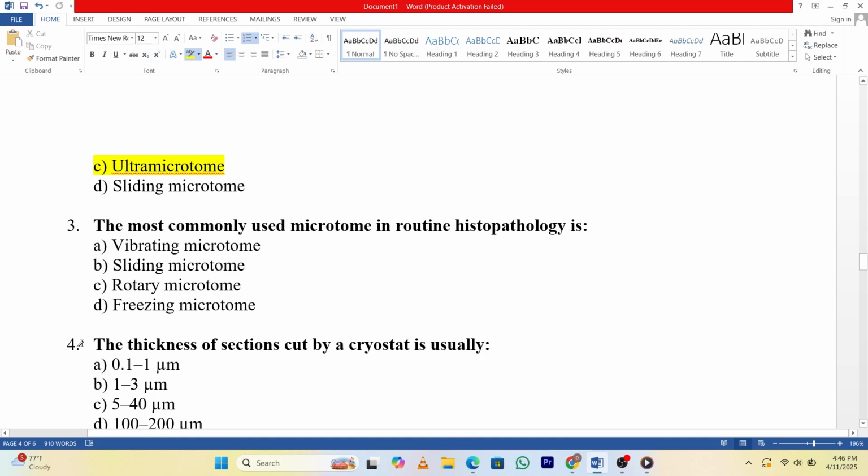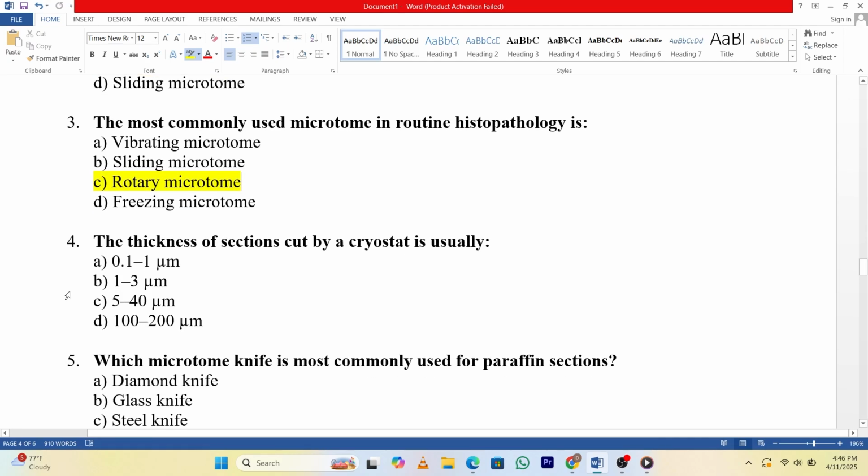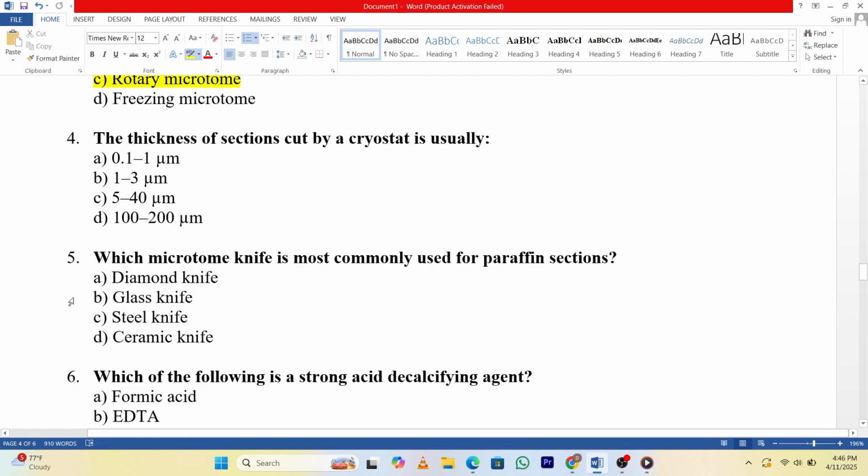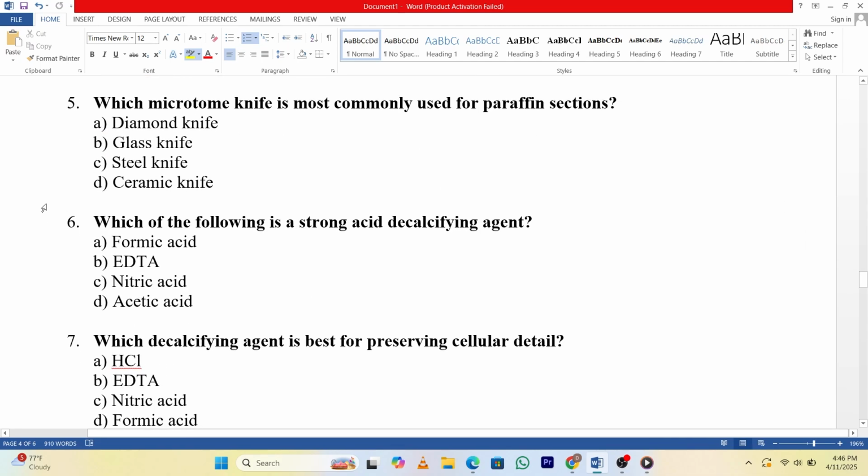3. The most commonly used microtome in routine histopathology is A. Vibrating microtome. B. Sliding microtome. C. Rotary microtome. D. Freezing microtome. Answer, C. 4. The thickness of sections cut by a cryostat is usually A. 0.1-1 µm. B. 1-3 µm. C. 5-40 µm. D. 100-200 µm. Answer, C. 5. Which microtome knife is most commonly used for paraffin sections? A. Diamond knife. B. Glass knife. C. Steel knife. D. Ceramic knife.